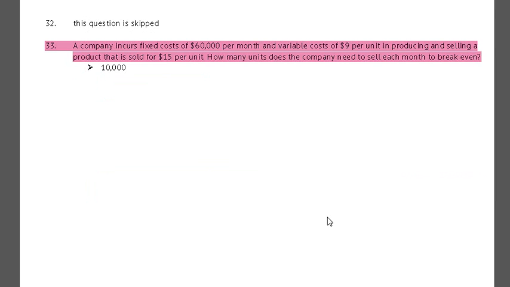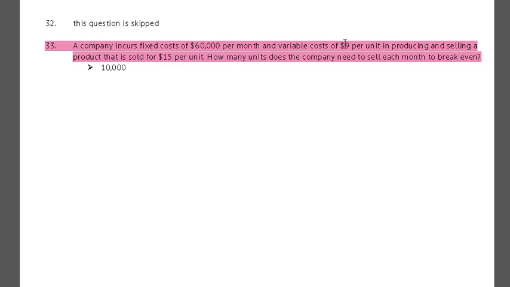Problem number 33. This problem almost piggybacks along with the previous problem. You want to make sure you know what your break-even calculation is. In Chapter 5, page 177, the break-even point in units formula is fixed costs divided by contribution margin per unit. Remember in the previous problem, in order to get the contribution margin, we had to take our sales minus our variable costs. So in this sense, sales would be $15, because it says a product sold for $15, minus our variable costs of $9. That's going to give us a contribution margin of $6.